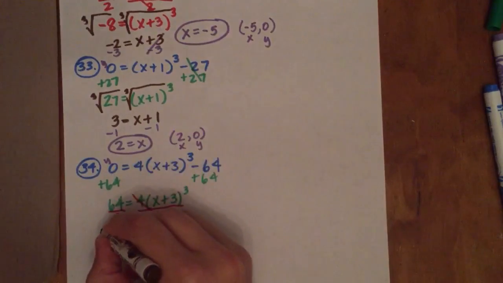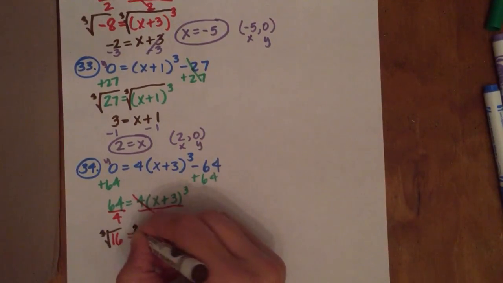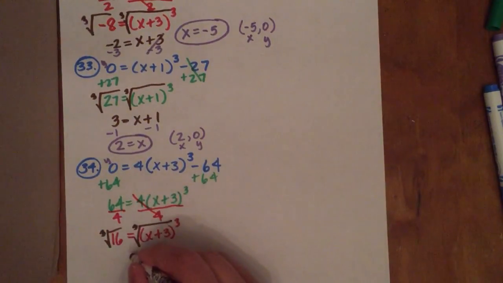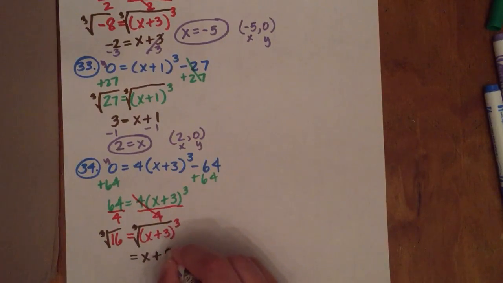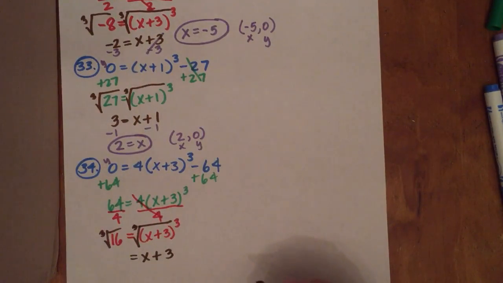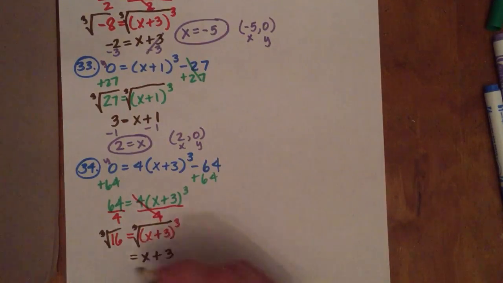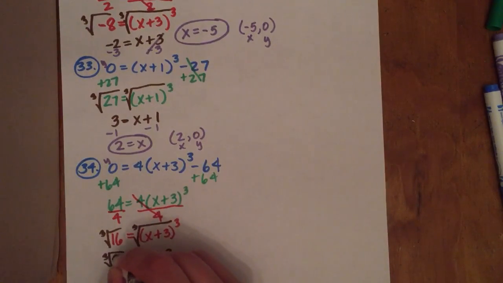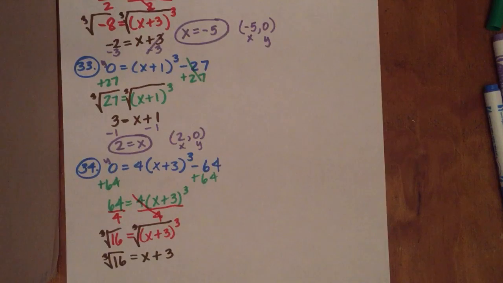Well, we're going to do the same thing. We're going to take the cube root of both sides. And we're going to have x plus 3 over here, and we'll have the cube root of 16 over here. I'm just going to leave it as the cube root of 16. The cube root of 16 is going to be somewhere between 2 and 3. Because you know that when you cube 2, you get 8. When you cube 3, you get 27. So it's actually probably going to be a little less than 2.5.